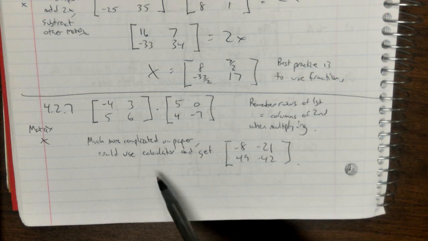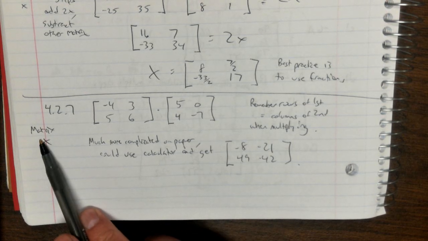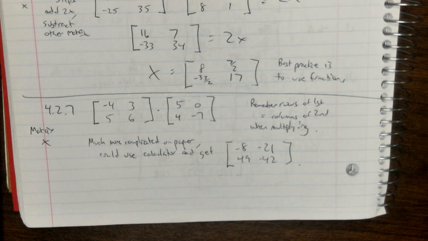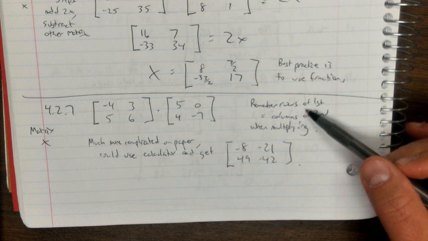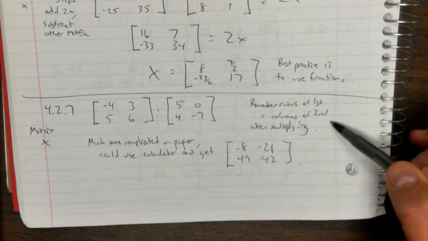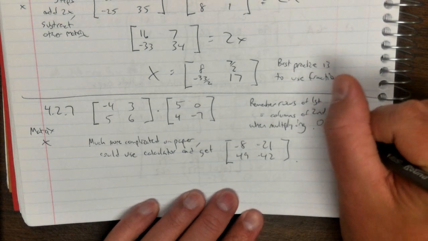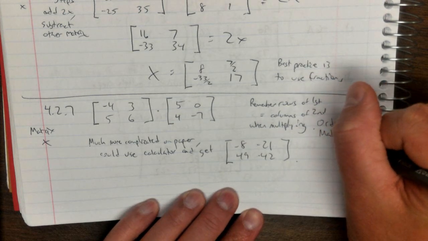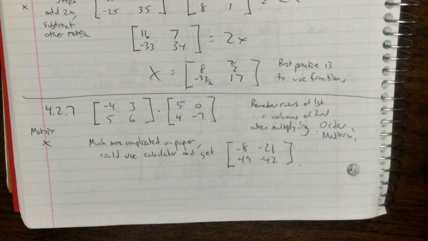So this is the start of the problems where it's matrix multiplication instead of scalar. There are certain rules, like your number of rows in the first one has to equal the columns of the second, and order matters. Okay, and you'll see some examples like that.